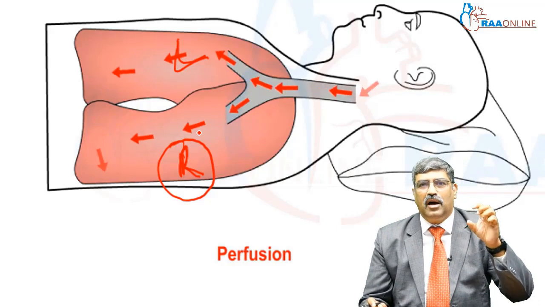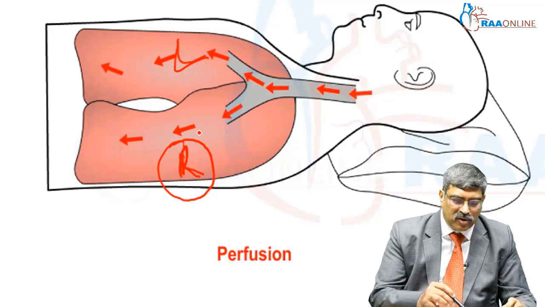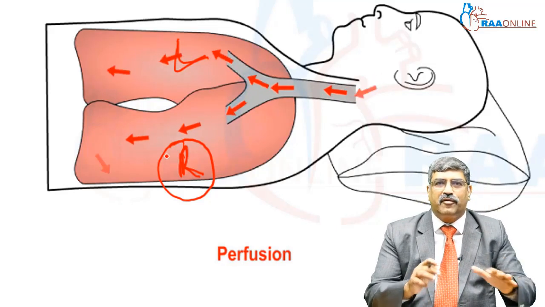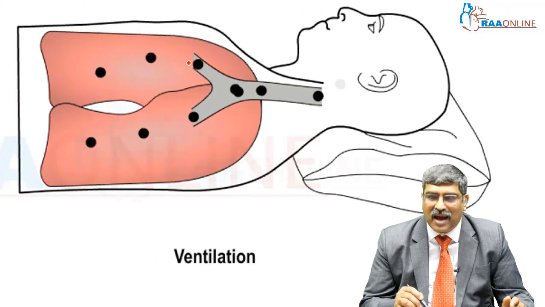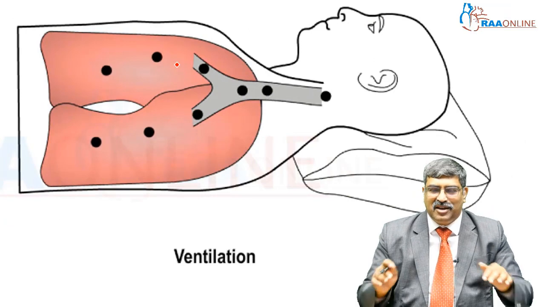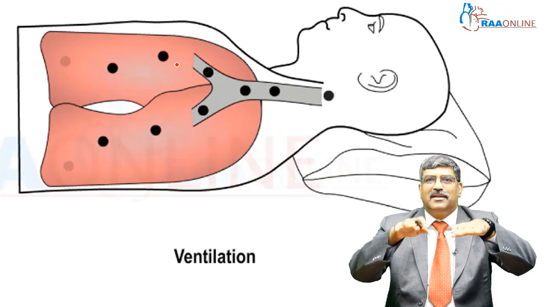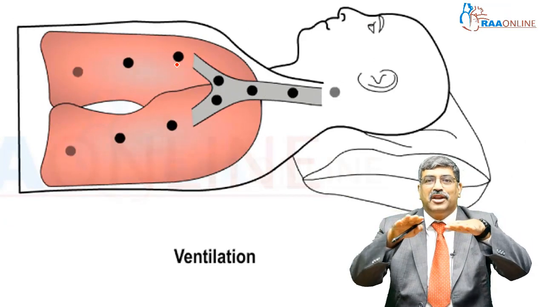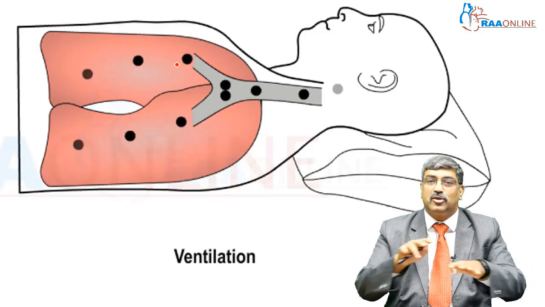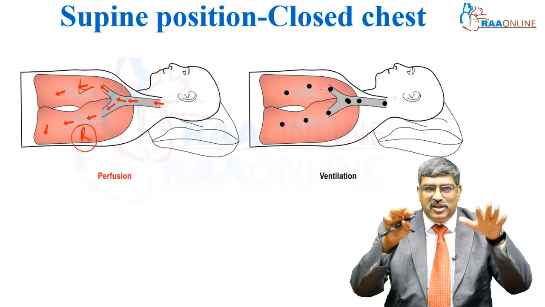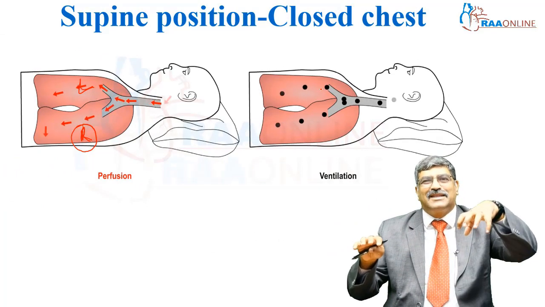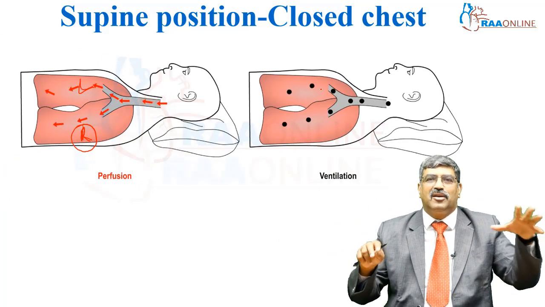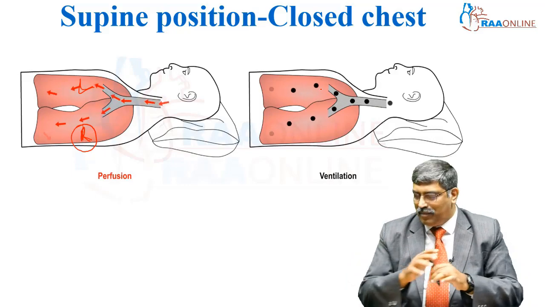The red arrow marks are pulmonary perfusion. So most of the time the right and left lung will receive equal perfusion. The black marks are the ventilation. The patient is supine, so again the right and left lung will receive an equal amount of ventilation. So there is no mismatch. There is equal perfusion, equal ventilation. The perfusion might be slightly larger in the right lung because the right lung is slightly bigger.